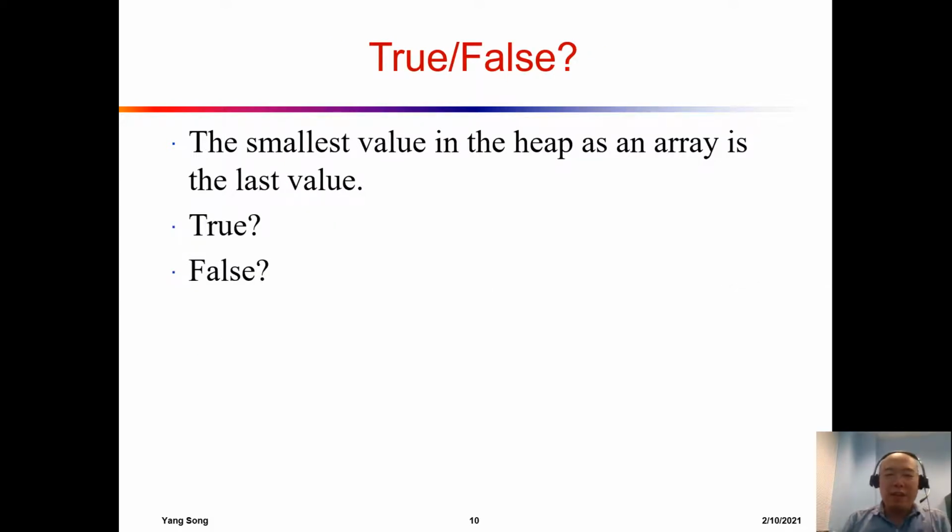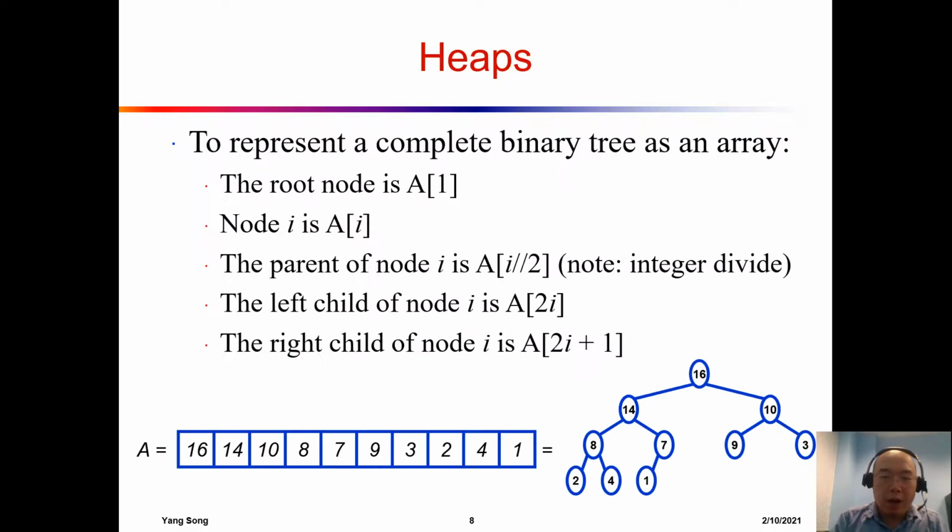The smallest value in the heap as an array is the last value. Is that true or false? So we know the largest value is the root, and this means that the largest value is the first value in the array. But how about the smallest value? How about we see this example? On this example, you will find 1, which is indeed the smallest value, and it is the last value in the array. So can we come to this conclusion that the smallest value will be the value at the tail or at the end?